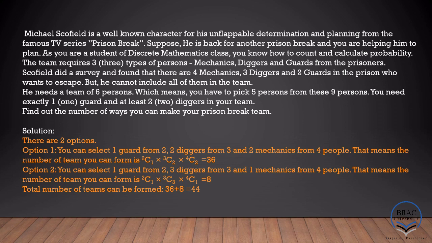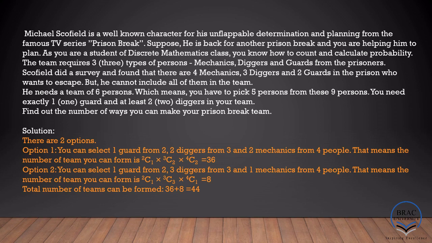So he needs 3 types of persons, that is mechanics, diggers and guards. He surveyed and found that there are 4 mechanics, 3 diggers and 2 guards in the prison who will be able to help. He needs a 6-person team. That means he has to let go of 3 people there. However, he will want to include himself, so that is 5 from 9. Now he needs exactly 1 guard, and at least 2 diggers in his team. And he wanted you to help find out how many ways he can do that.